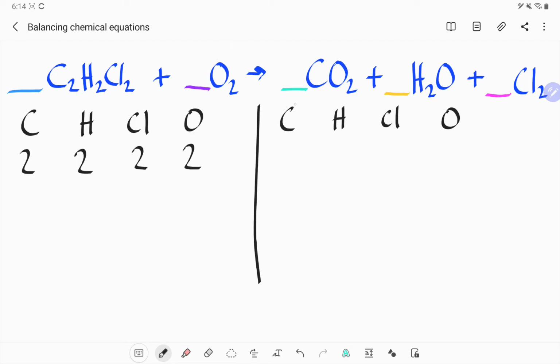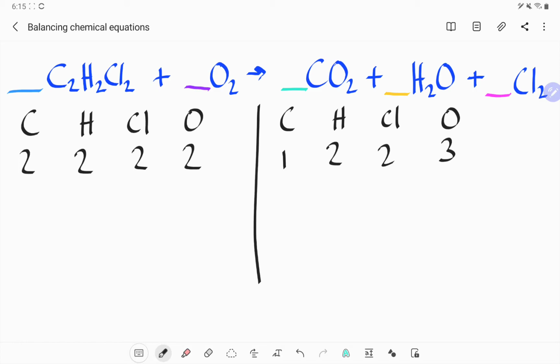On the right side, we have 1 carbon, 2 hydrogens, 2 chlorines, and we have 2 plus 1 more. I have 3 oxygens. So we now need to start balancing. We notice that hydrogen and chlorine are already balanced, so we don't need to worry about those. And now we need to decide between carbon and oxygen.